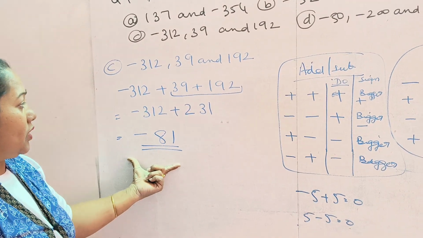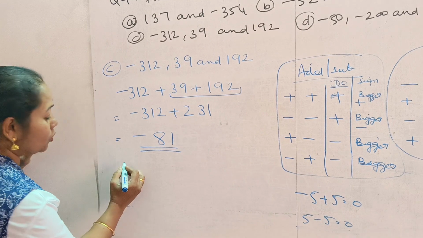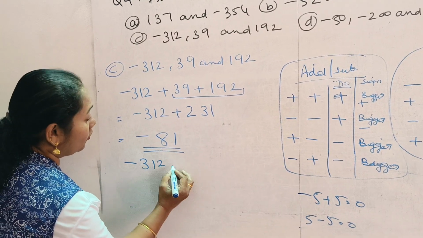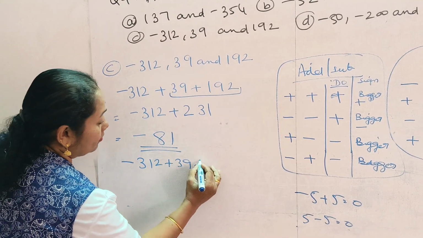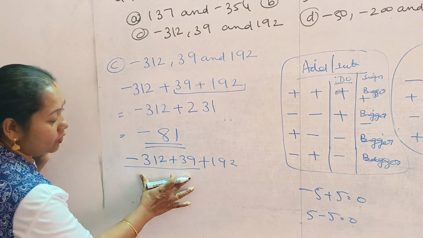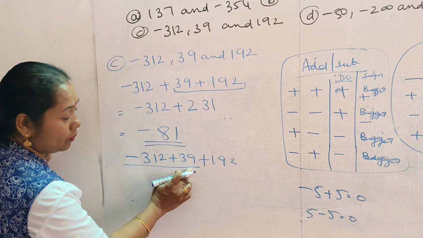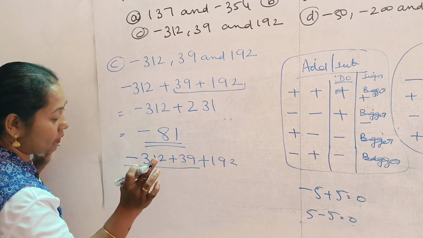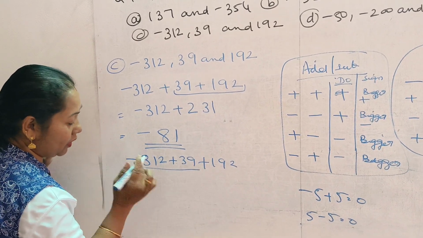So minus 81 is the answer. You can do it another way also: minus 312 plus 39 plus 192. First we can do the sum of these two. One is minus, one is plus, so we have to do subtraction and put the sign of the bigger one.